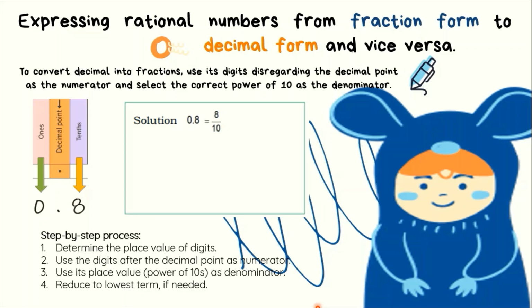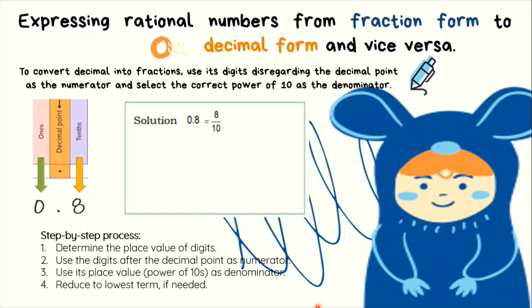Tulad ng ating nagawa kaninang proseso under equivalent fractions, hahanapin muna natin ang kanilang greatest common factor. Ano nga bang factor yung pinakamalaki na common both to the numerator and denominator? First, you have to list down the factors. Ang factors ni 8 ay 8 times 1 and 4 times 2. Si 10 naman, ang kanyang factors ay 10 times 1 and 5 times 2. Therefore, ang common sa kanilang dalawa ay 2 lamang. 2 is the greatest common factor of 8 and 10.